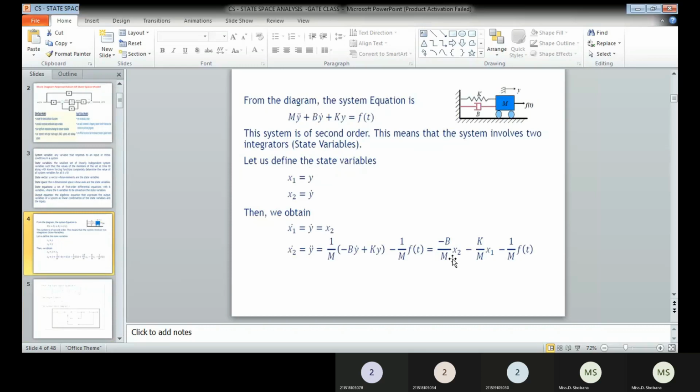So then you will be having minus k divided by m into x1, minus b divided by m into x2, and minus 1 divided by m into f of t. So these are our state equations, x2 dot and x1 dot. Once you have got the state equations, you can write the state model.